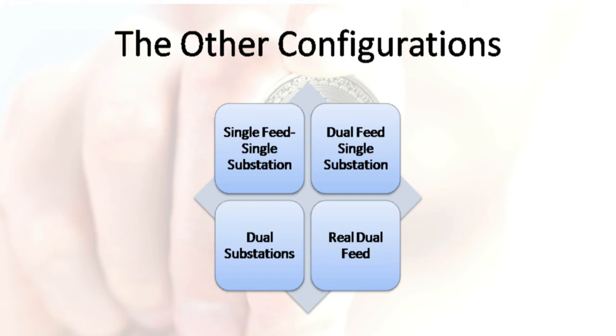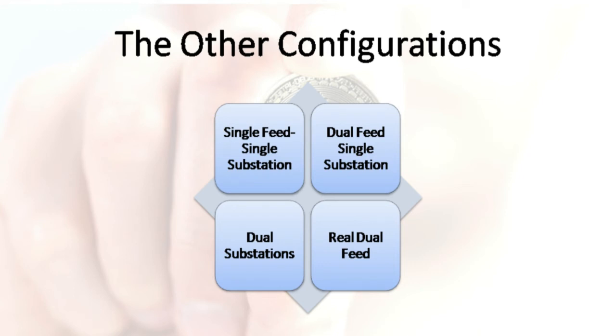The third configuration is the dual substation. With this configuration, you still have a throw-over switch, but now the two feeds are coming from two different substations. Again, the feed downstream of the switch to your facility may still be susceptible to a single point of failure.